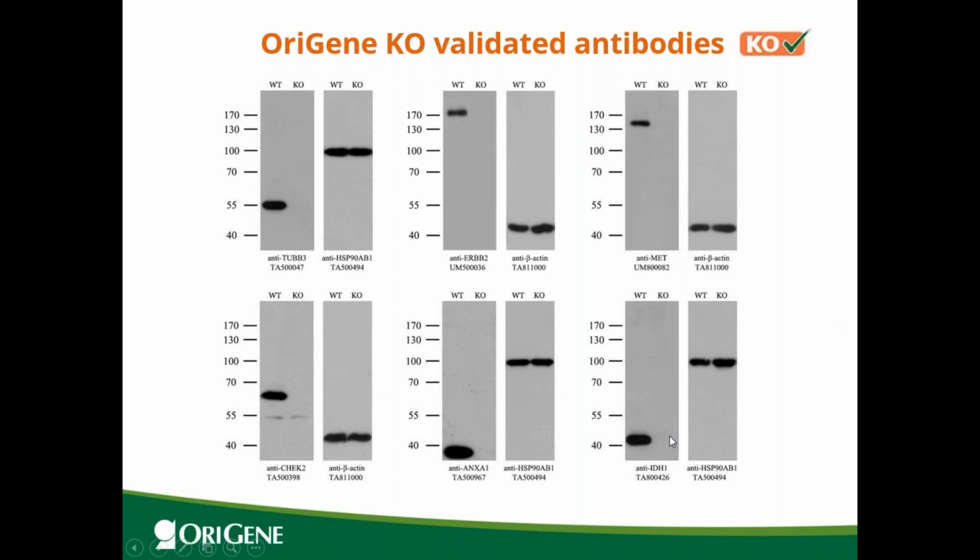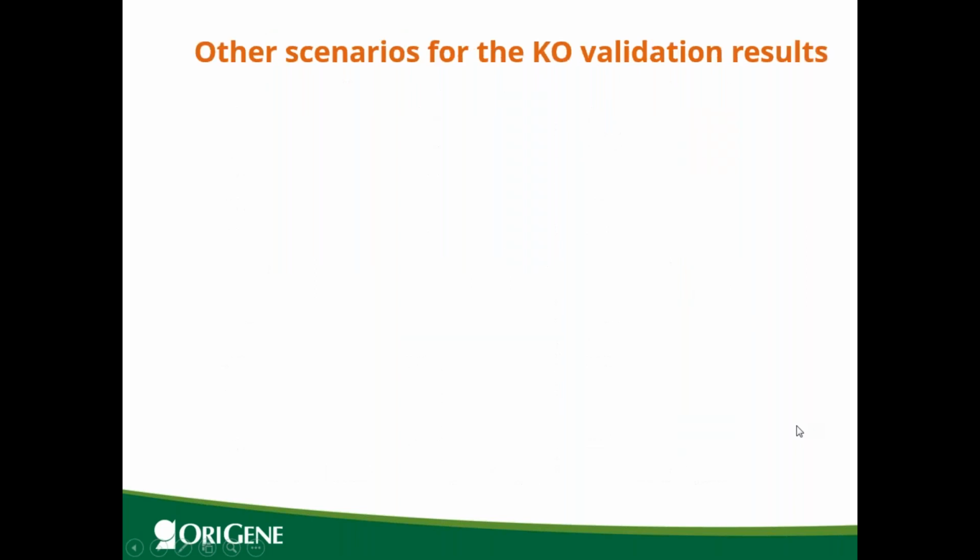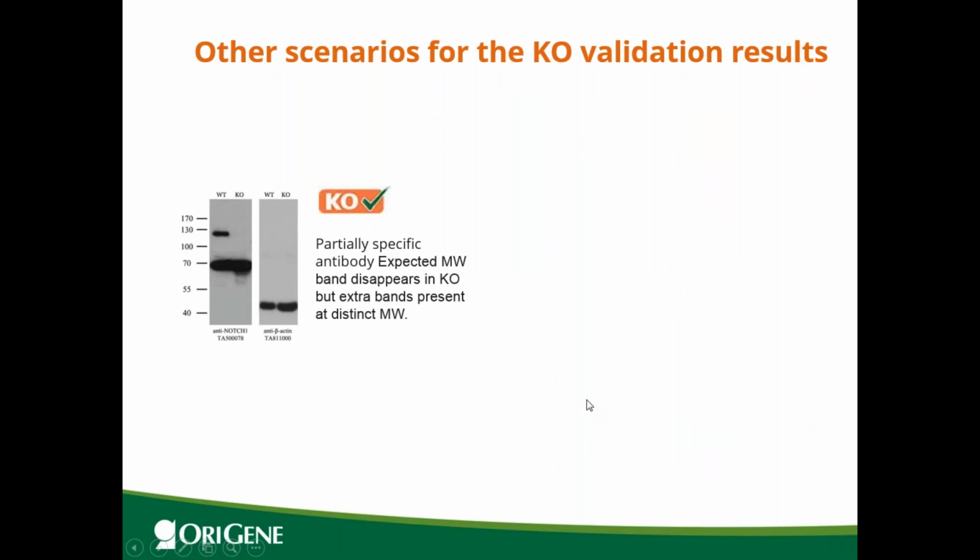These are the ideal results you want to see when you use knockout cell lysate to validate antibodies. But sometimes we do see a different result from the knockout validation, like what I've shown here for the Notch1 antibody. This antibody not only picks up the specific Notch1 band, it also picks up another non-specific band in both wild-type and knockout lysate. This antibody we also call a knockout validated antibody, but it is just a partially specific antibody, and it can be used for only certain applications.